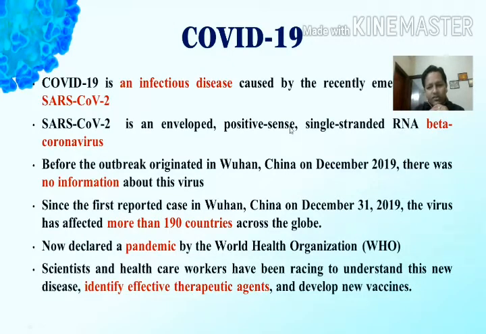As we all know, on December 31st, the virus has affected more than 190 countries across the globe, and the virus has affected not only medically, but also socially, politically, and economically. Hardly any aspect of life is left which has not been touched by the virus. Nobody imagined that the whole world would be in lockdown for such a long duration. Now it has been declared a pandemic.